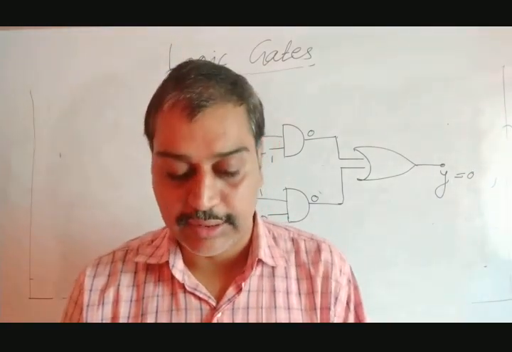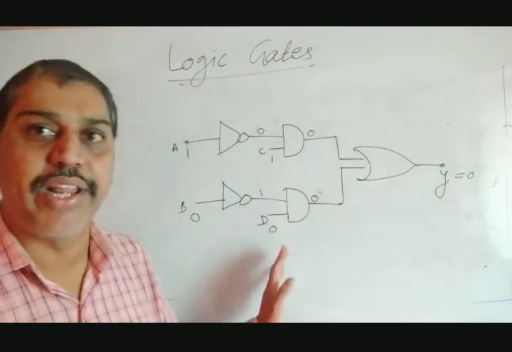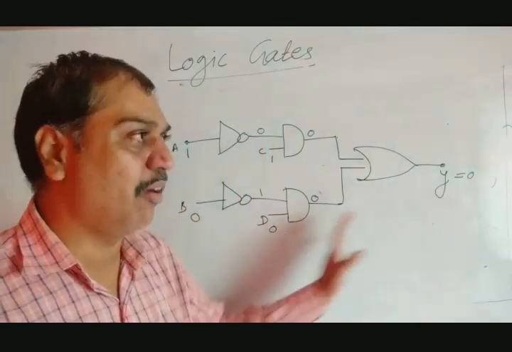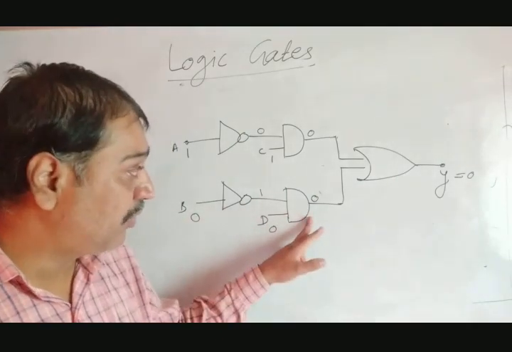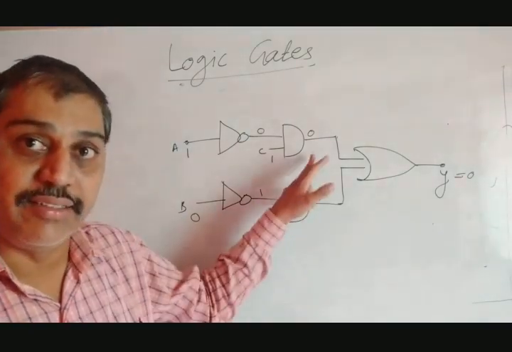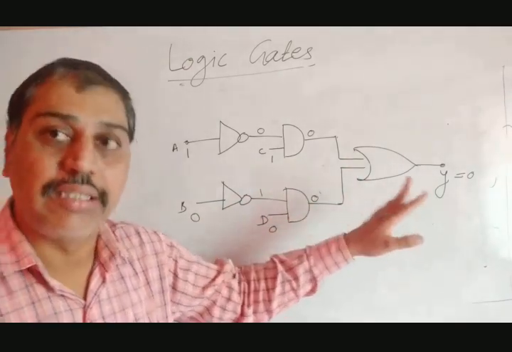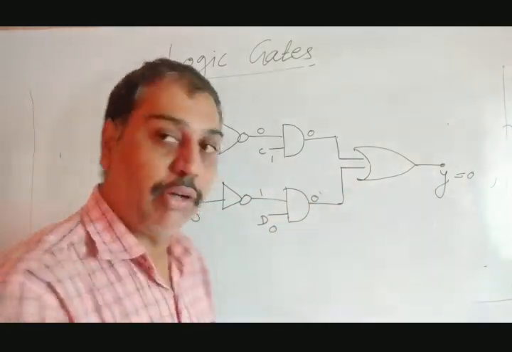Such complicated circuits you have to practice. I have just taken this for the sake of understanding. A lot of complicated combinations can come. Maybe some NAND comes here. Okay, this is NAND, this is AND or XOR. Those things will come, so you must practice that.